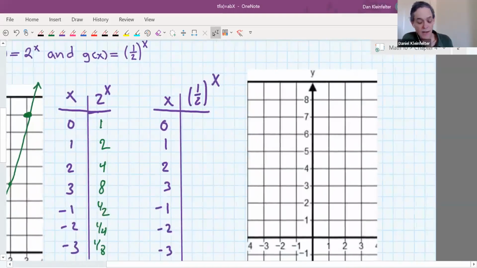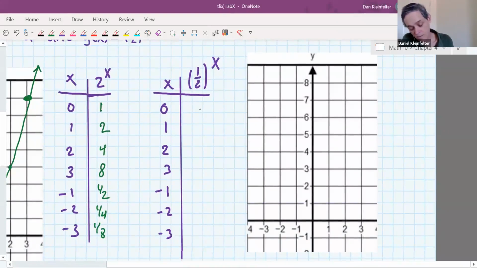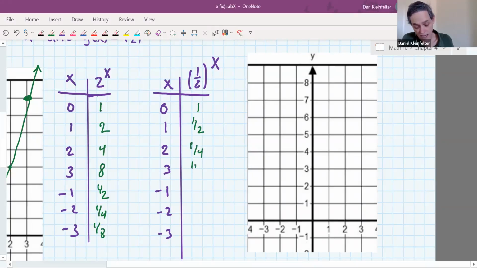Okay, so then again, we're going to calculate 1/2 raised to the x power for some values. 1/2 to the 0 power is 1. 1/2 to the first power is 1/2. For 1/2 squared, that's 1/4. 1/2 cubed is 1/8. 1/2 to the -1 is 2. Then we'll have 4, then 8.